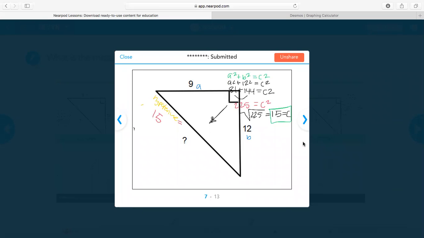Now, one of the biggest mistakes I see is, for instance, 9 squared. People do 9 times 2. That's what I did. Yeah. So the biggest thing is realize it's squaring. So it's 9 times 9, 12 times 12. Remember what squared is.